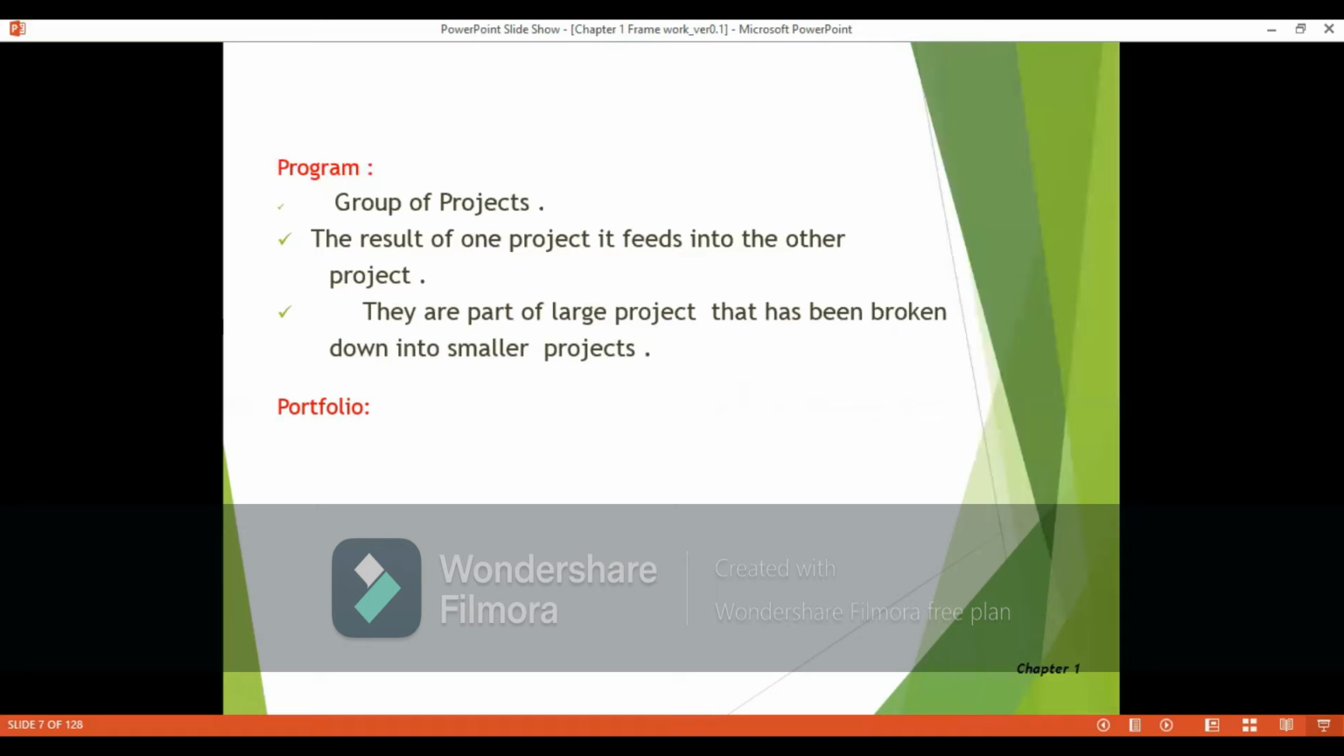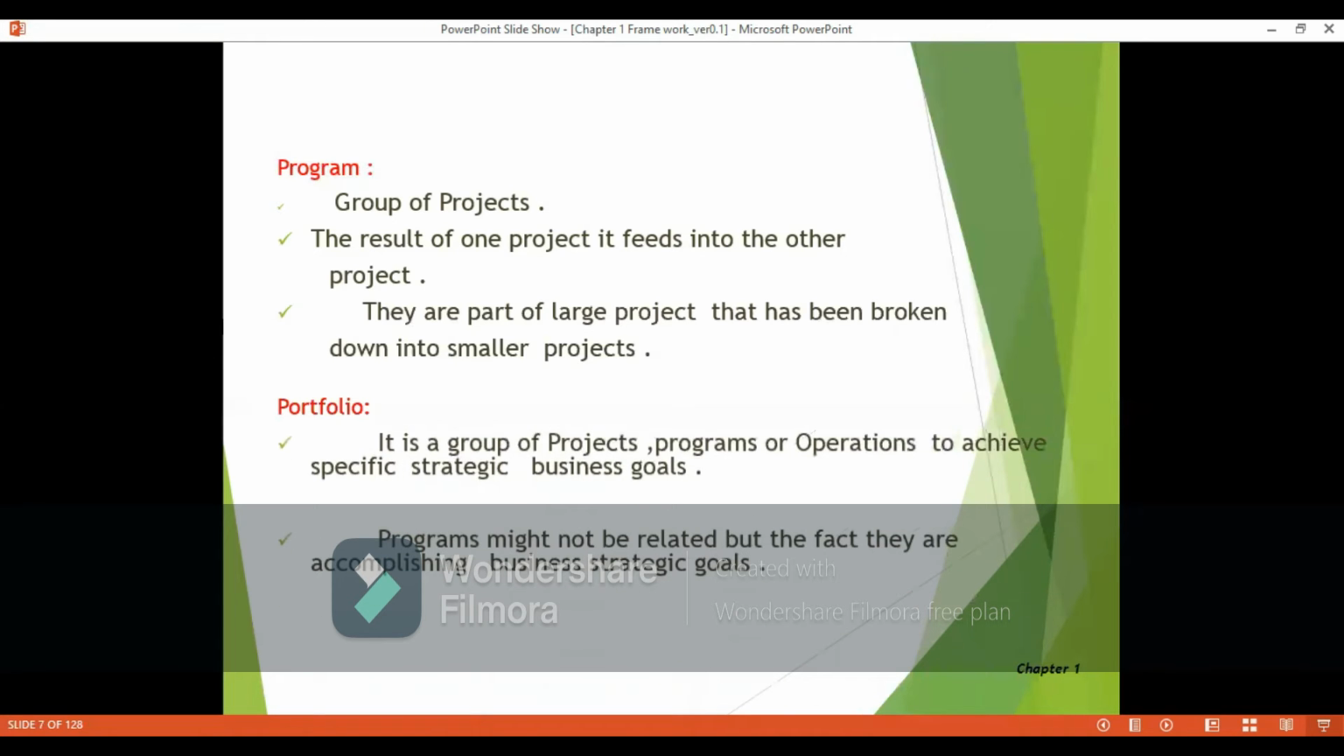But if I have different projects or a group of programs or operations that have intended strategic objectives, but they don't have to be related to each other, we call them a portfolio, and that needs to be managed by a portfolio manager. So a group of projects, programs or operations to achieve specific business goals. They do not need to be related to each other, okay? They are accomplishing only the business strategic goals.